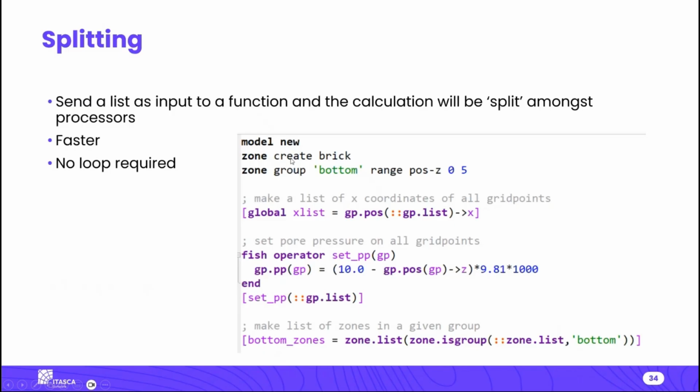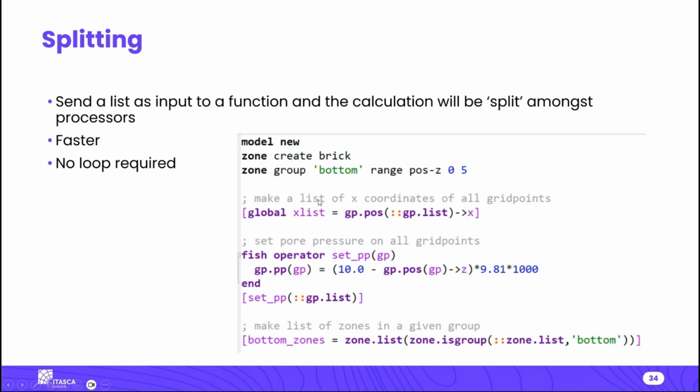I create a model. I create a brick. By default, if I just say zone create brick, it's a 10 by 10 by 10 brick. So it's got 1,000 zones in it. I group all the zones between 0 and 5, so the bottom half of this thing, I give them the group name bottom.